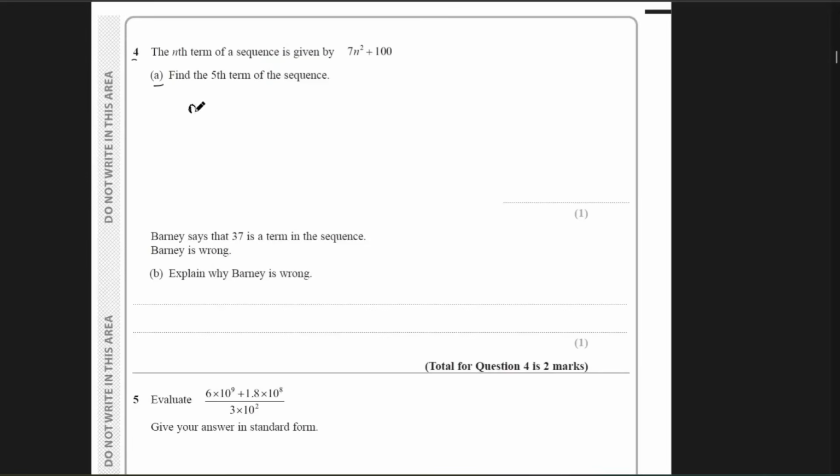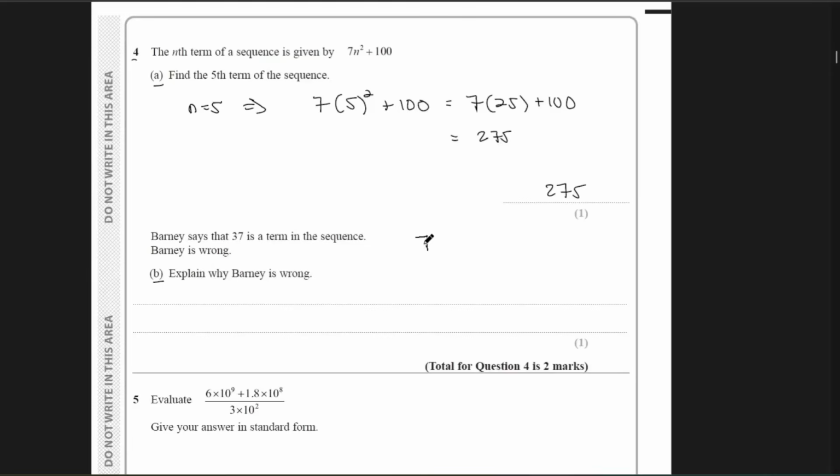So that means when n is equal to 5, what's the value of the term? So this becomes 7 times 5 to the power 2 plus 100. And what do we get? We will get 7 times 25 plus 100. And we can solve this with a calculator. That will be 275. Next question. Barney says that 37 is a term in the sequence. Barney is wrong. Question B. Explain why Barney is wrong.